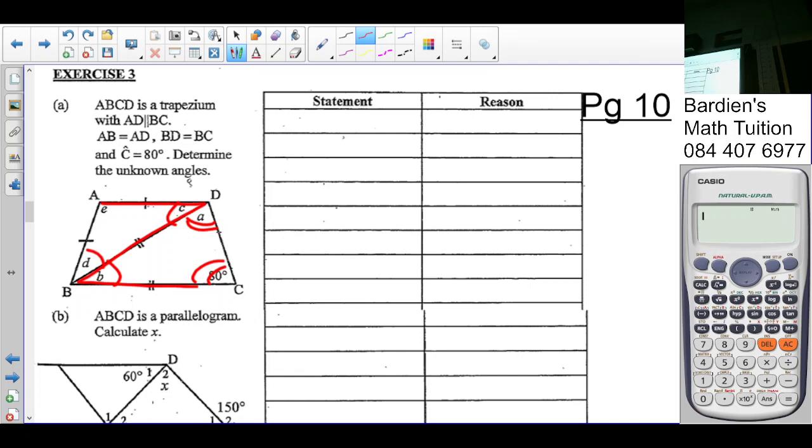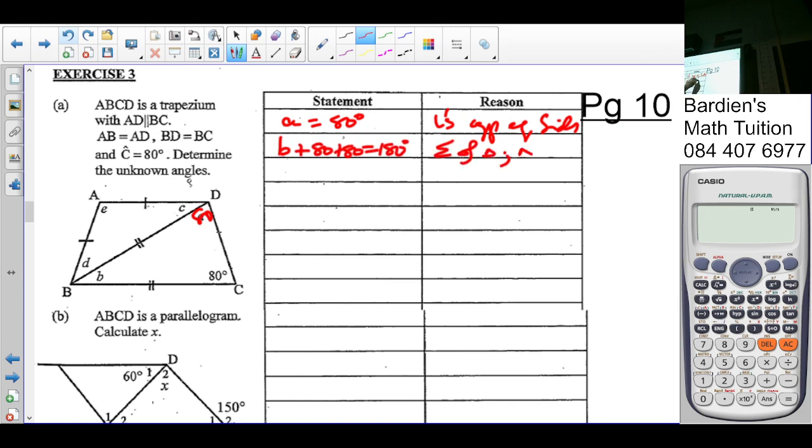Determine the unknown angles. So we start off with A equals 80. So A is equal to 80, why? Angles opposite equal sides. Then we can calculate B. Sum of angles in a triangle. The angle B plus 80 plus 80 equals 180, sum of angles in a triangle, so this triangle BDC. So B is equal to 20 degrees.